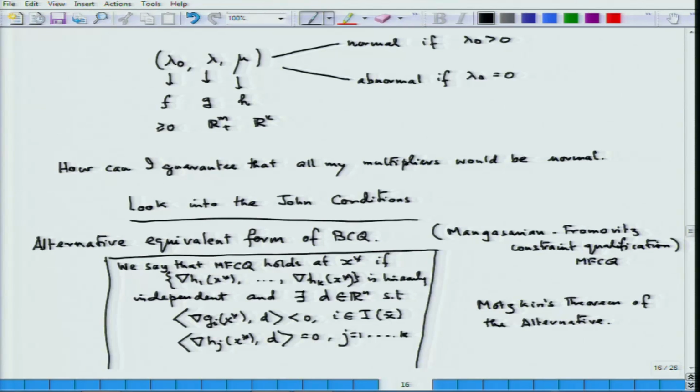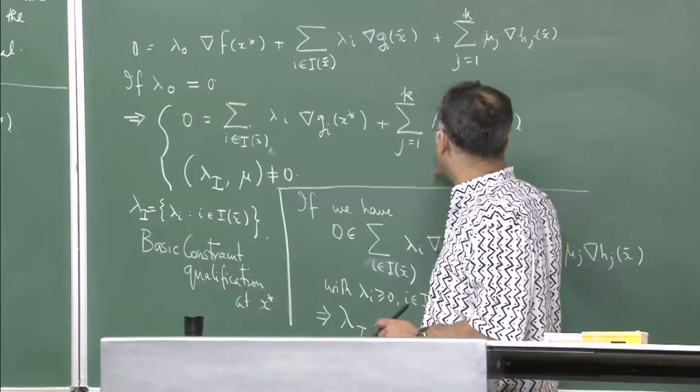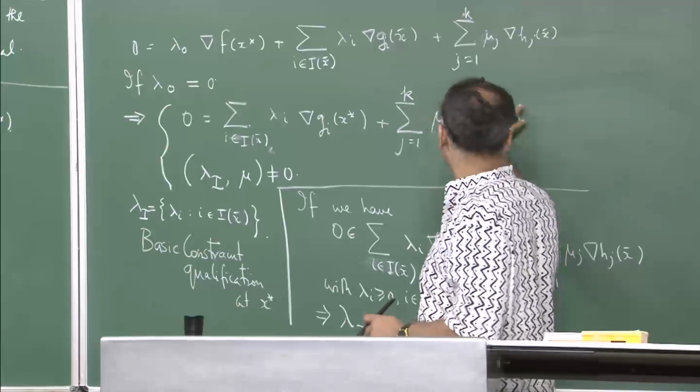Now we will apply the Motzkin alternative theorem to come to our conclusion, but please note one very important fact. This fact stands independent of what we are going to do, because this has to be linearly independent. Suppose these gradients are not linearly independent, they are linearly dependent, then there must be some mu j non-zero for which this is equal to 0.